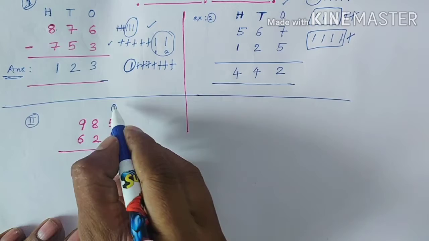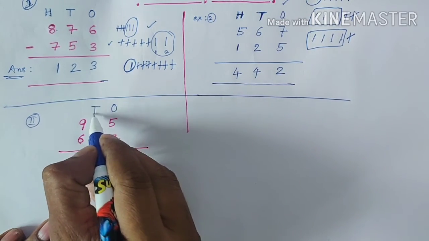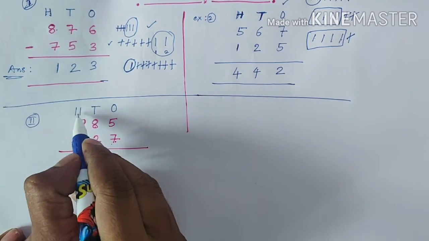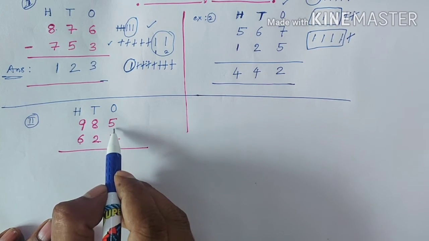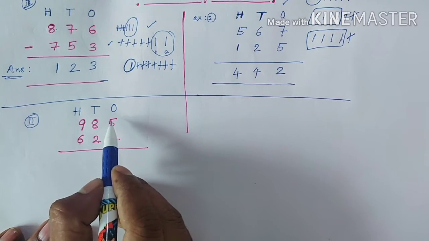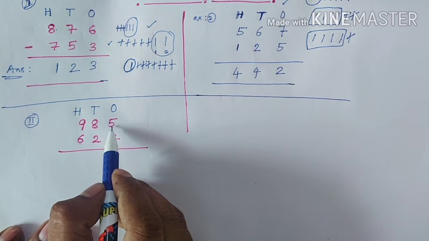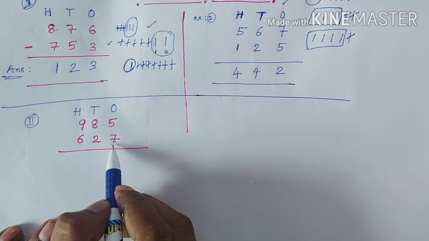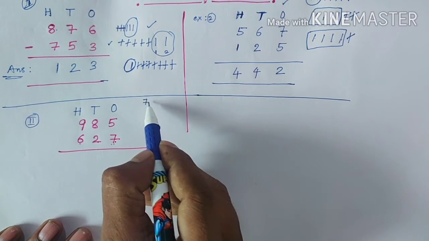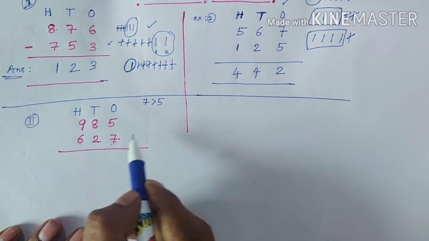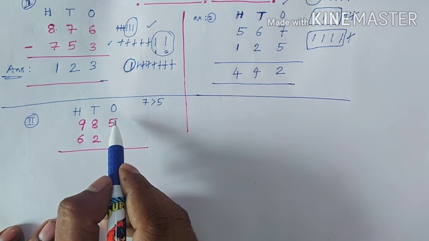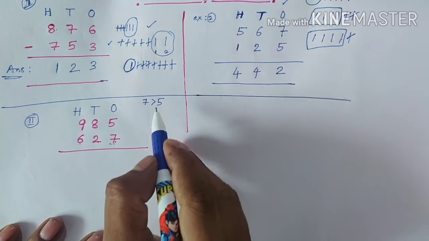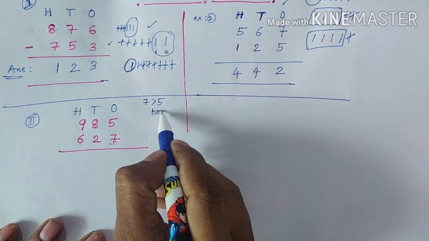So this is the ones column, this is the tens column, and this is the hundreds column. Here, in the ones column, the number on the top is 5 and the number just below it is 7. You know that 7 is greater than 5, so you cannot subtract 7 from 5. For this you have to do a small process called borrowing.